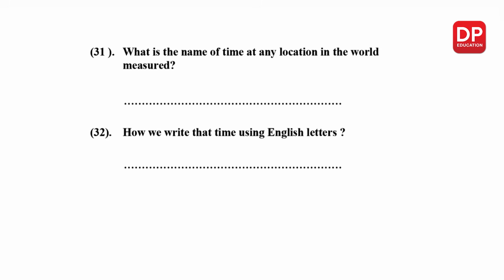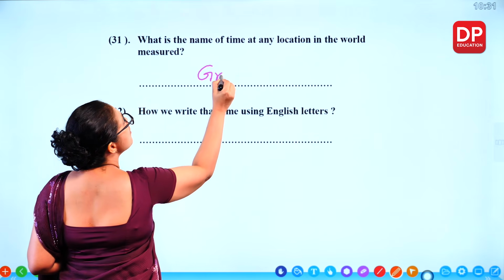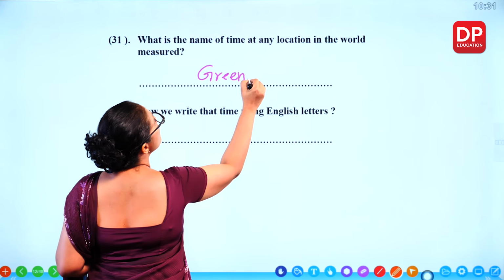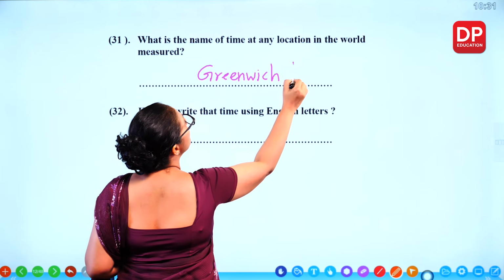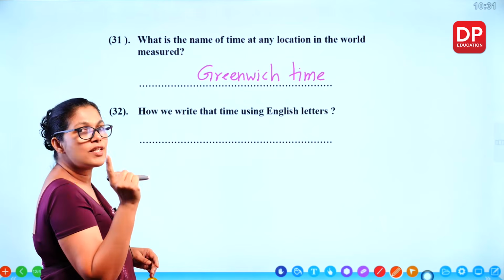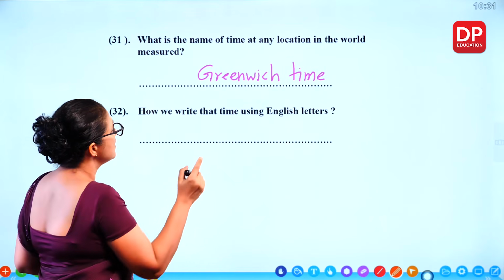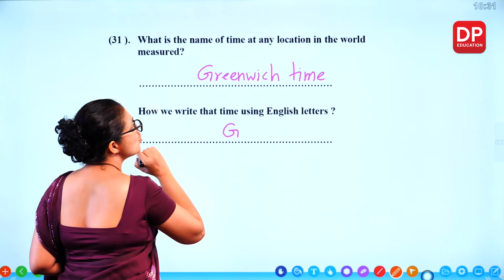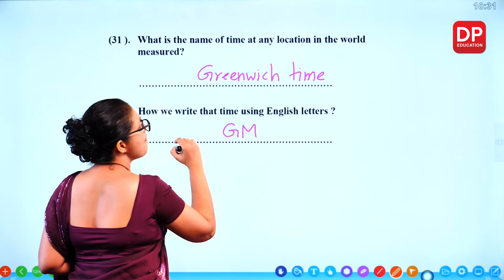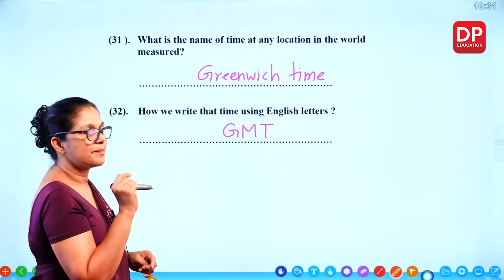What is the name of the time by which the time at any location in the world is measured? We call it Greenwich time, Greenwich Mean Time. How do we write that using English letters? G for Greenwich, M for Mean, and T for time, GMT.